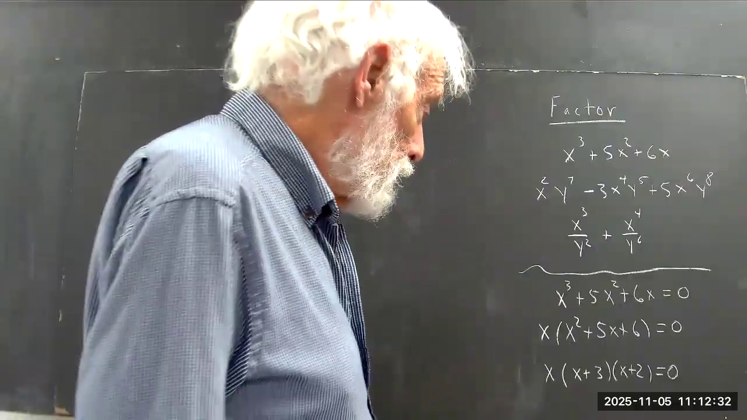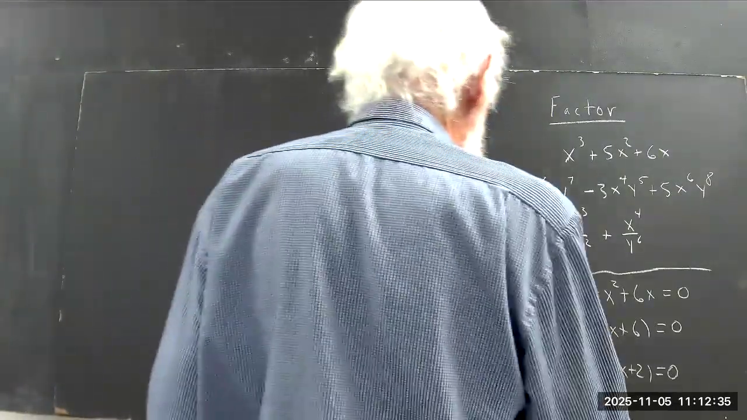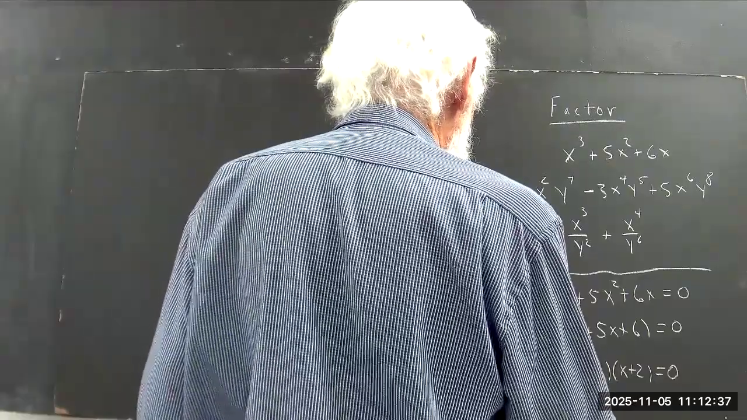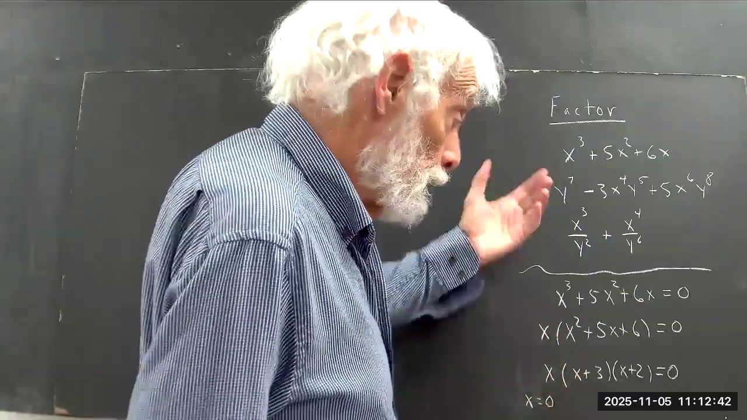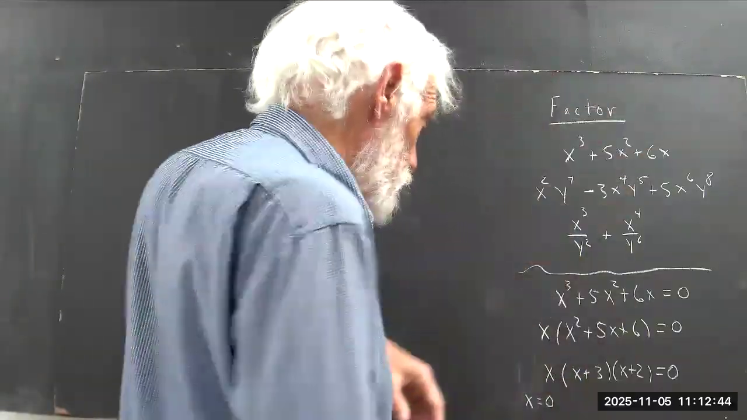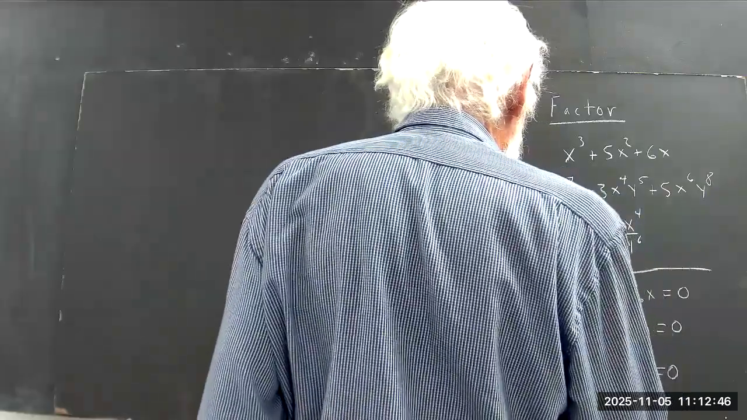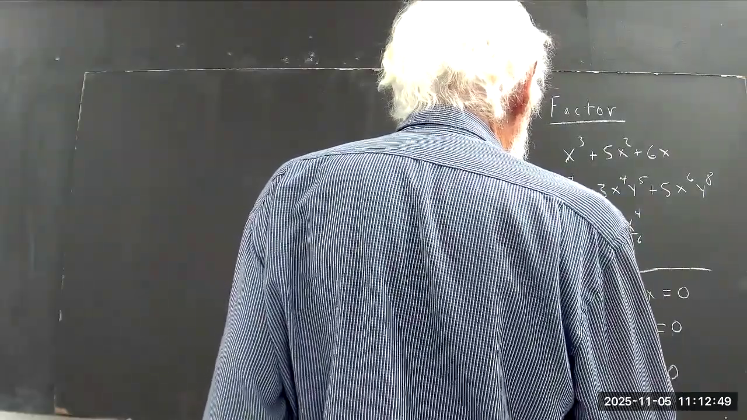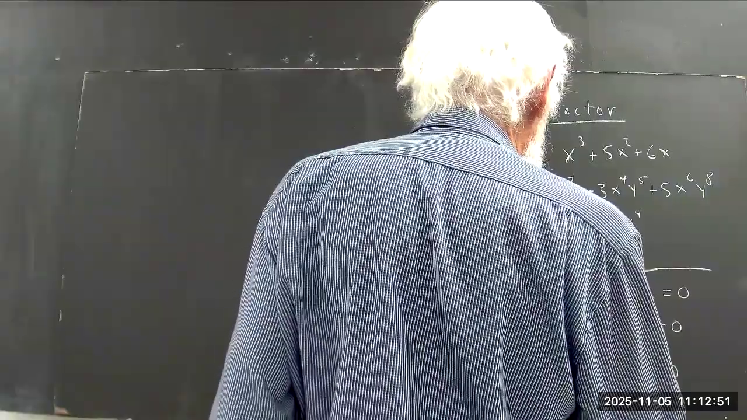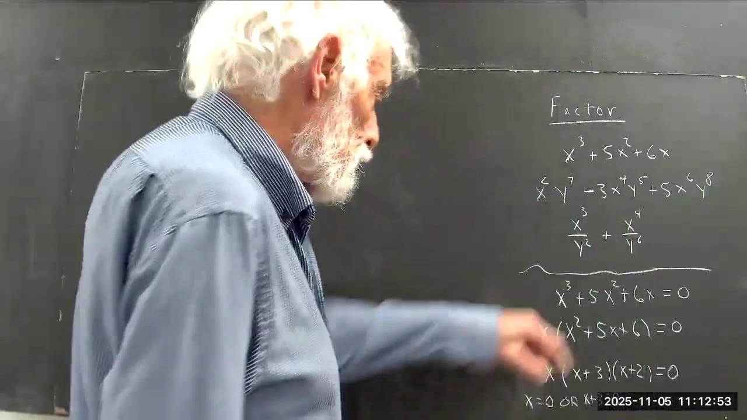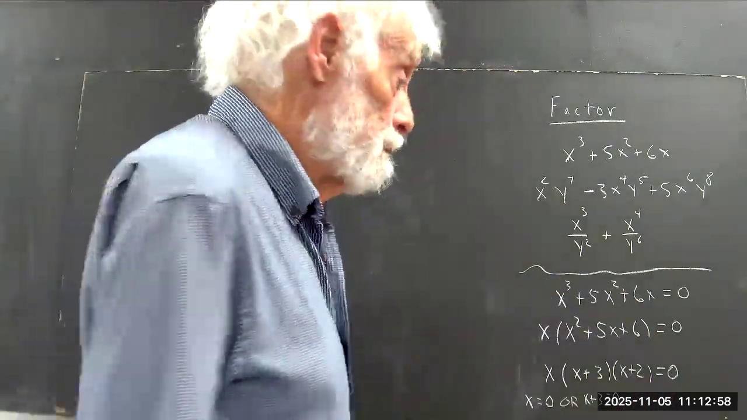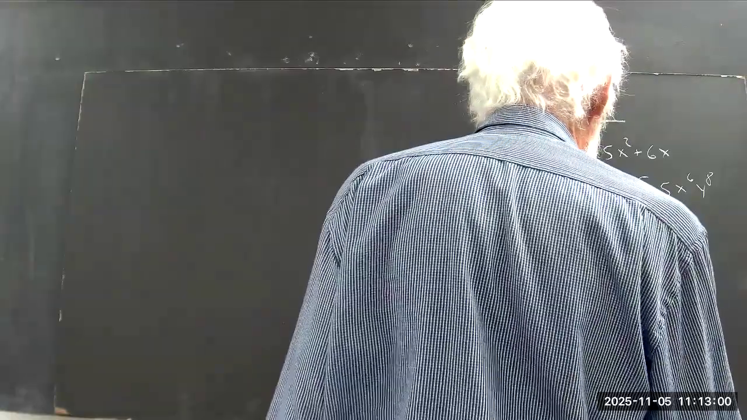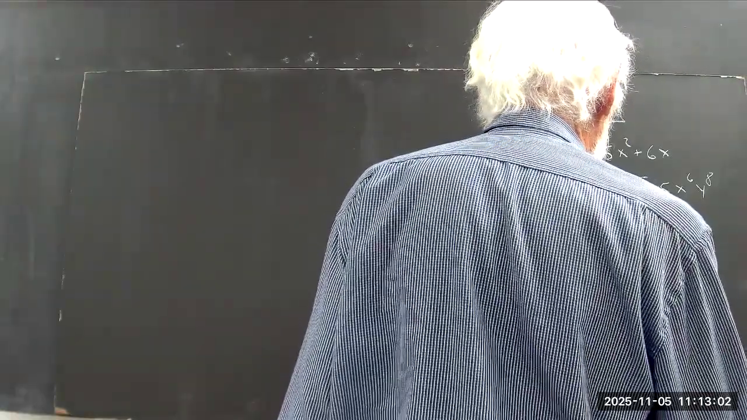This means that if x equals 0, you have a solution. If x is 0, you plug it in, you get 0 times 6, that's going to be 0. Or x plus 3 equals 0, because of course, if x plus 3 is 0, the whole thing comes out 0. Or x plus 2 equals 0.